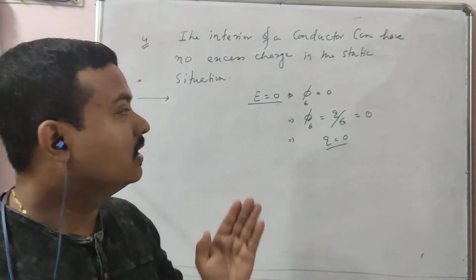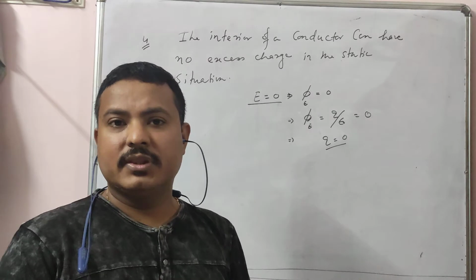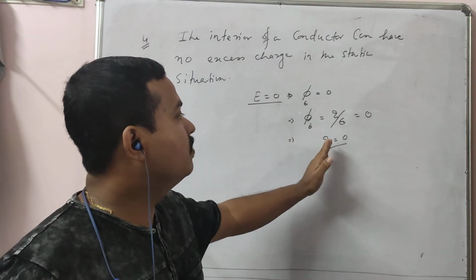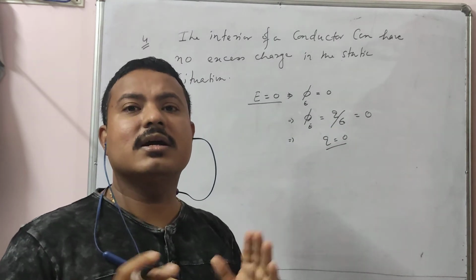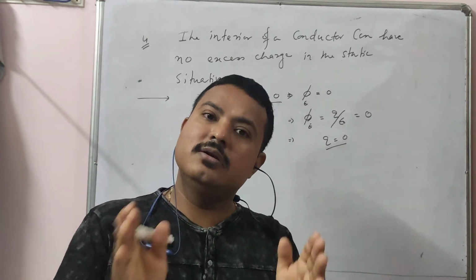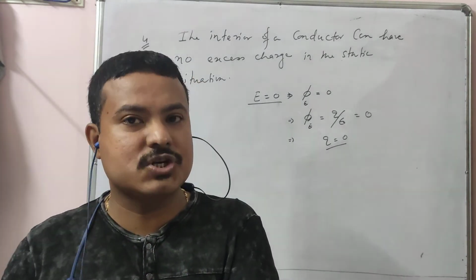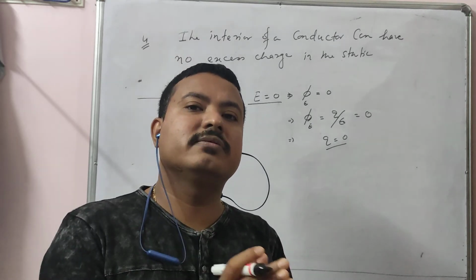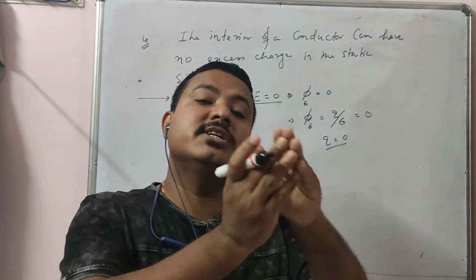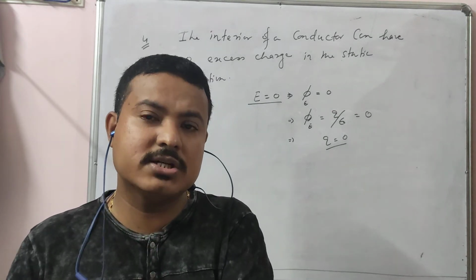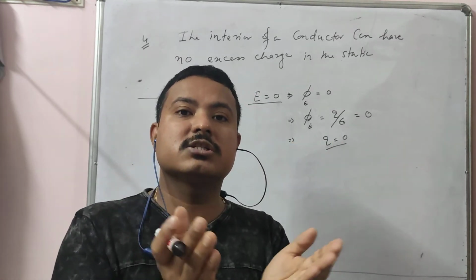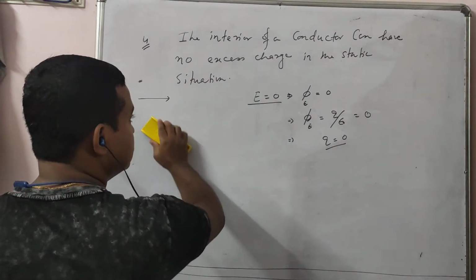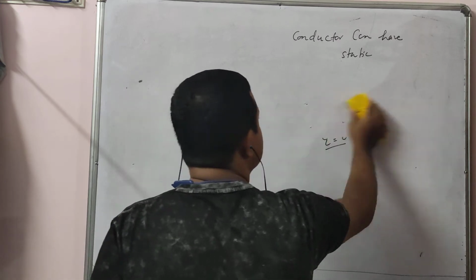The reason is that you apply the first property, that the electric field inside the conductor is 0, so electric flux is 0, so there must not be any net charge inside a conductor. Now don't get confused, there are positive charges as well as negative charges, because every atom contains both positive and negative charges, but there should not be any excess charge, means there should not be net positive charge or net negative charge. Total charge must be 0. So this is the fourth property. Now move to the fifth one.